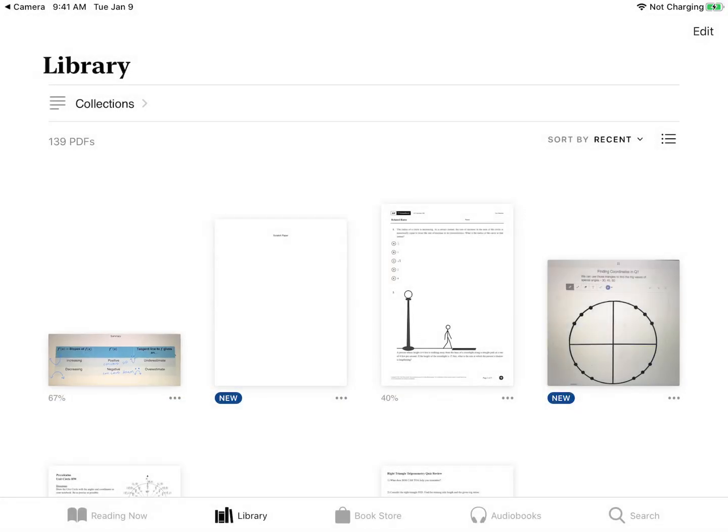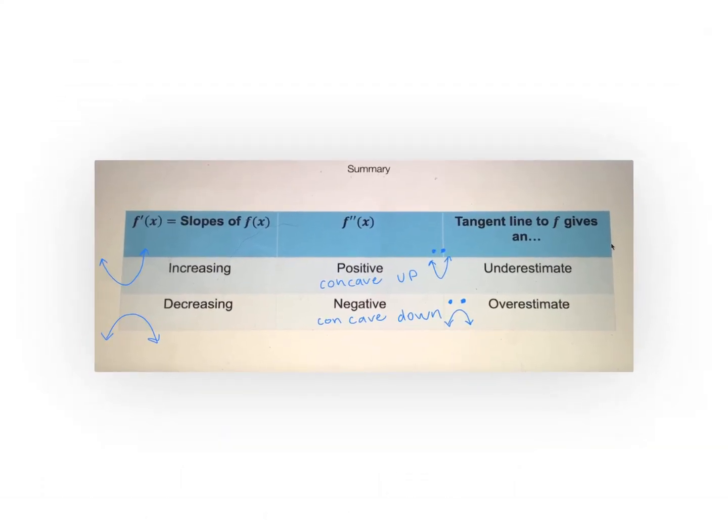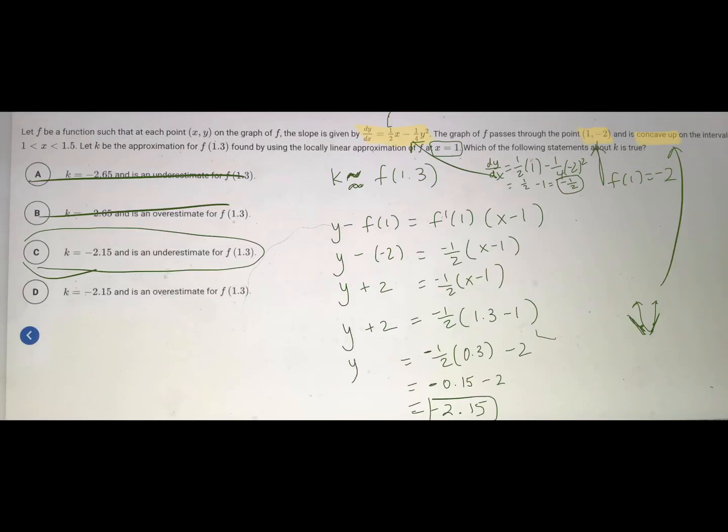Hopefully this helps you out. You will see problems like this on the AP exam, where you will have to find an estimate and really just rely on your tangent line.